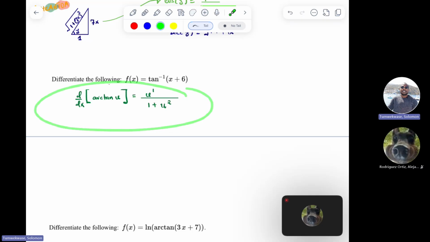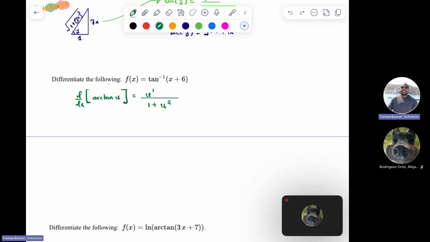But first, if we apply this formula, then we are taking the derivative of f, but f is the tan inverse, which is arctan of x plus 6, where x plus 6 is our u in this case, right? So what this derivative is telling me is that you take the derivative of u, so you take the derivative of x plus 6, and then the whole of it over 1 plus u squared, so 1 plus x plus 6 squared, okay?